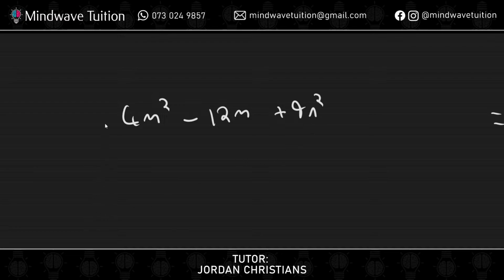Right, so here we have 4m squared minus 12m plus 9. There is an easier way to do this one that's not going to take trial and error. It's the perfect square method. Importantly, you can only do this if your first and last term are perfect squares. So 4 and 9 are both perfect squares.